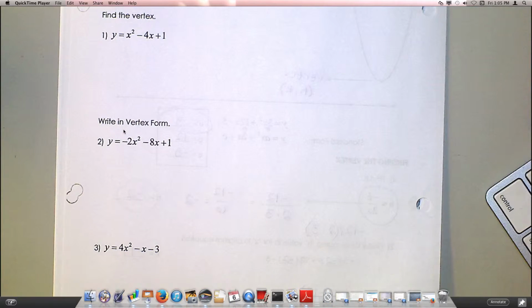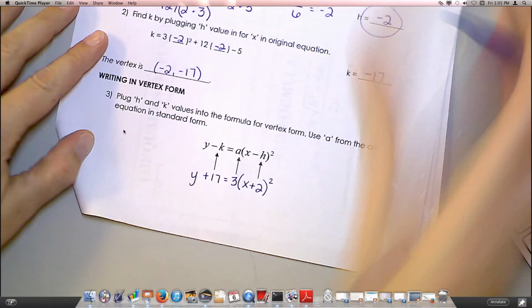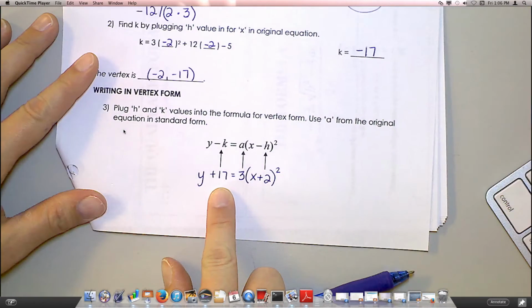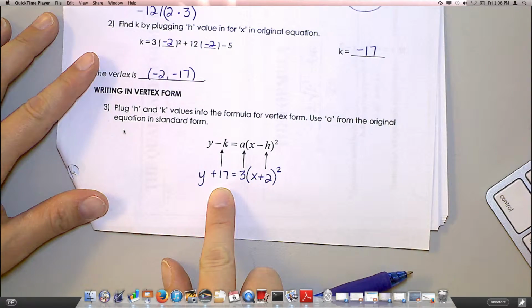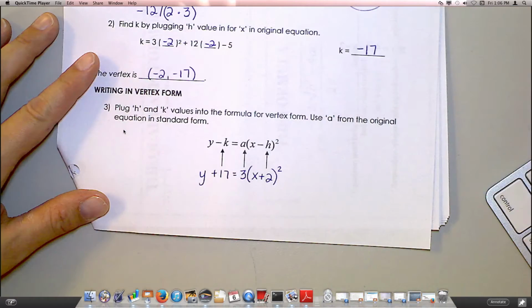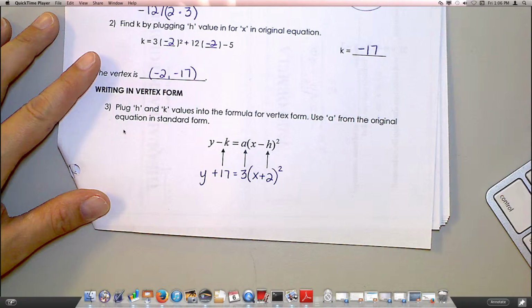I plugged h and k into the vertex form, and then a came from up the top. You good? Okay.